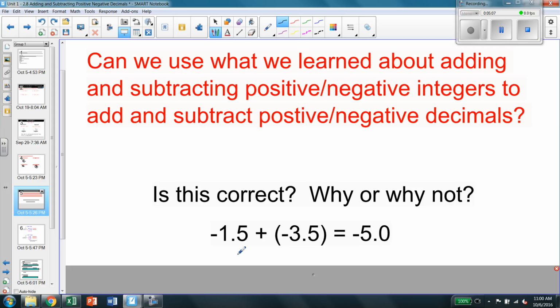And you might remember that when the signs are the same and you're adding, you can just add the absolute values together and keep the sign. So 1.5 and 3.5 together makes 5.0. Since they're both negative, we keep the sign because they're the same. You can add those two.